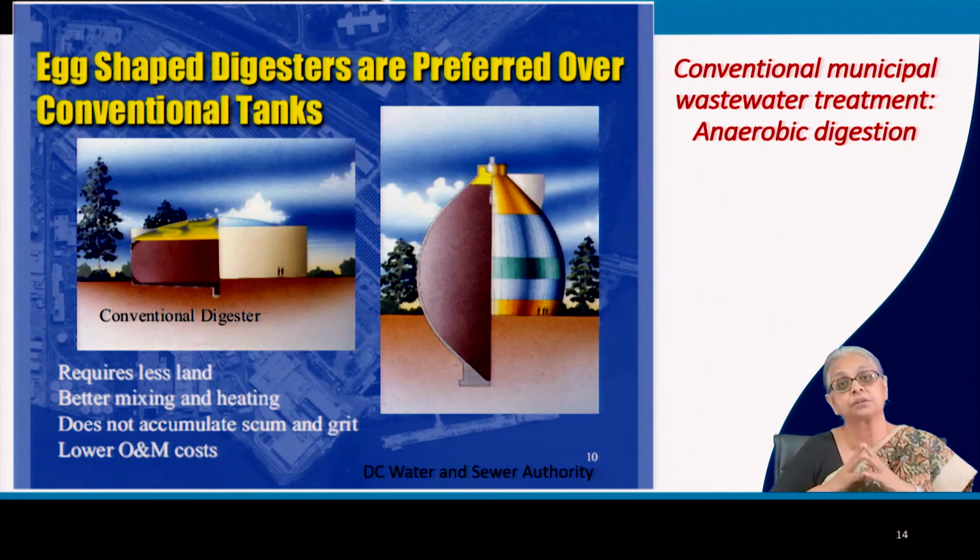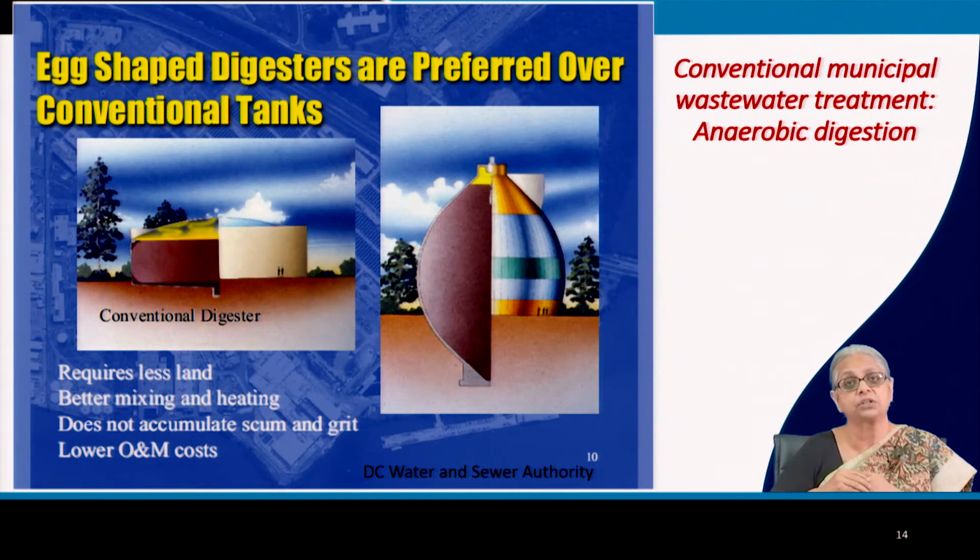The third point is it does not accumulate scum and grit. And the other thing is that because of the shape of the digester, the operation and maintenance costs are extremely low compared to the conventional digester. So in conventional digesters, you have to periodically empty out the scum and grit that accumulates at the bottom. So you have a downtime for the reactor. You have to have people who are capable of dealing with this kind of material. They have to be trained to be able to go in and clean up the reactor. So those result in high operation and maintenance costs.